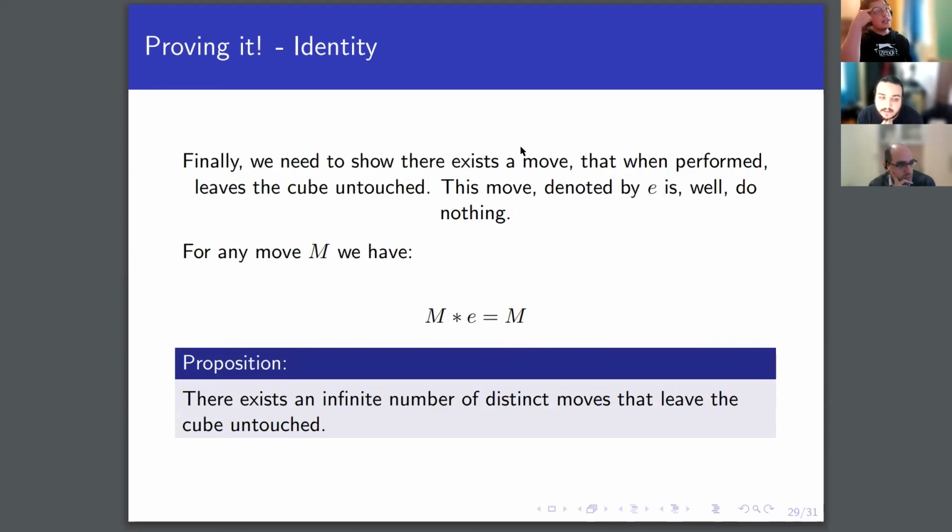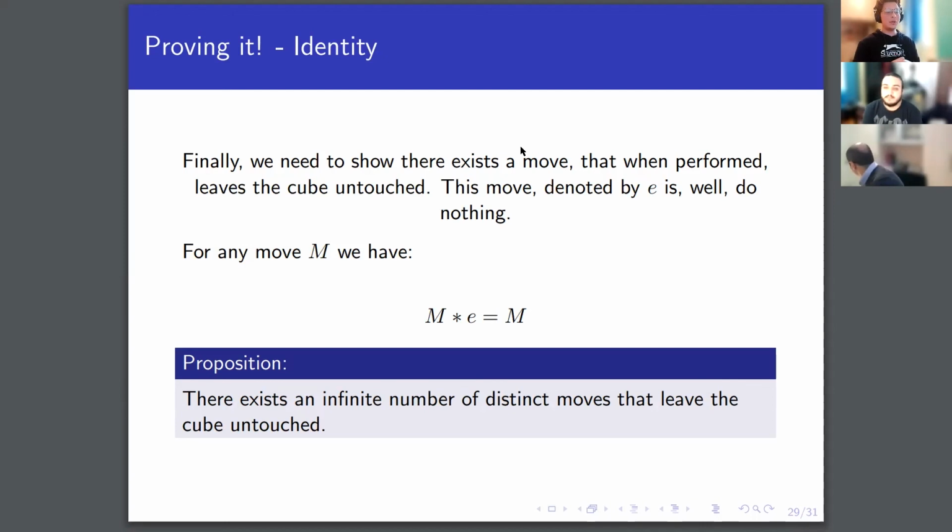The last axiom we need to prove is the identity, and this is just the move of doing nothing. You could turn a side through 0 degrees about any axis, and we say that the group has a right identity. We can apply the operation star to any move, and if you do any move and do nothing after it, you'll just get the move on its own.